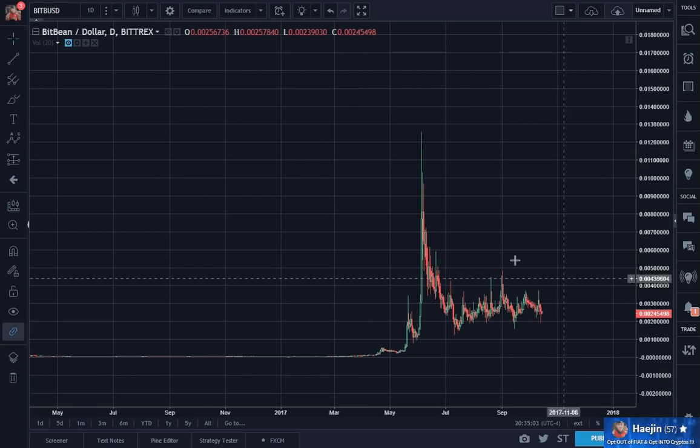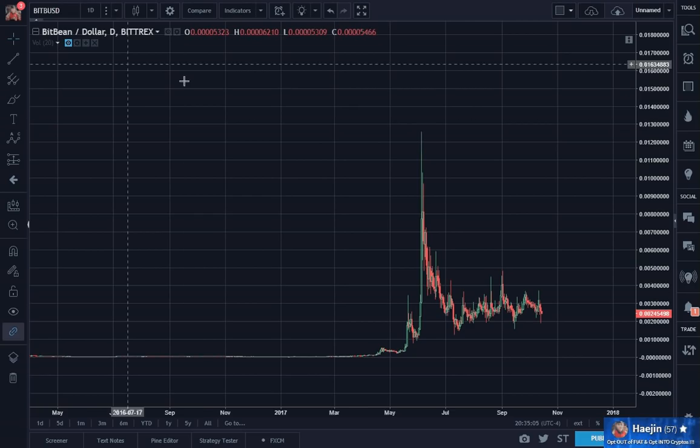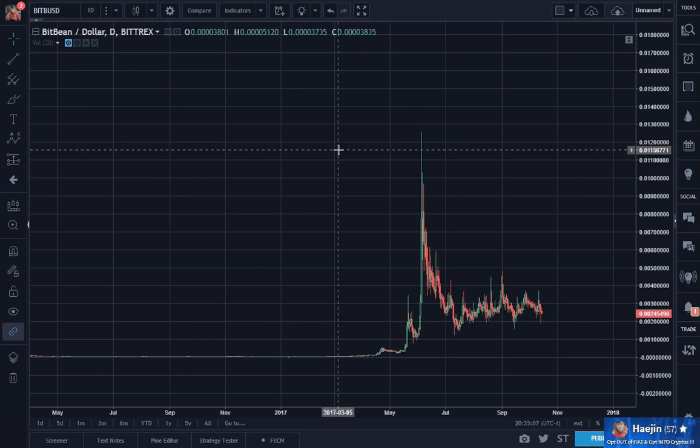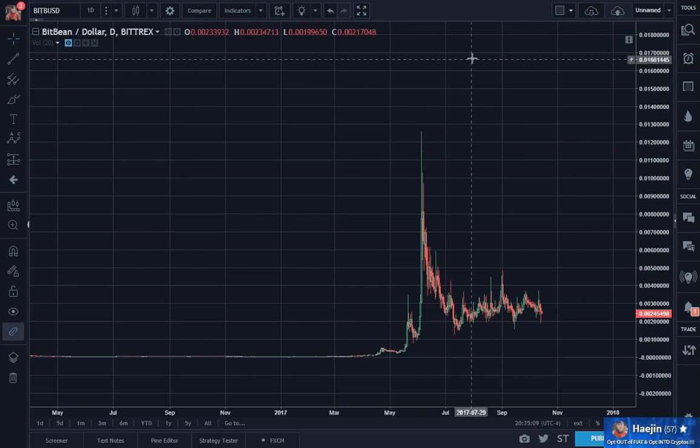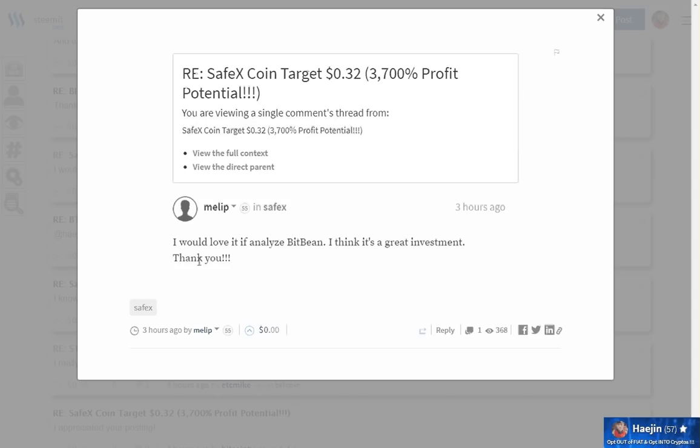Here is a chart for BitBean, BITB. This analysis was requested by Melip, who is a new reader of my blog. So I thank you very much for coming to take a look at my posts, and I'll be happy to do a detailed analysis of BitBean.